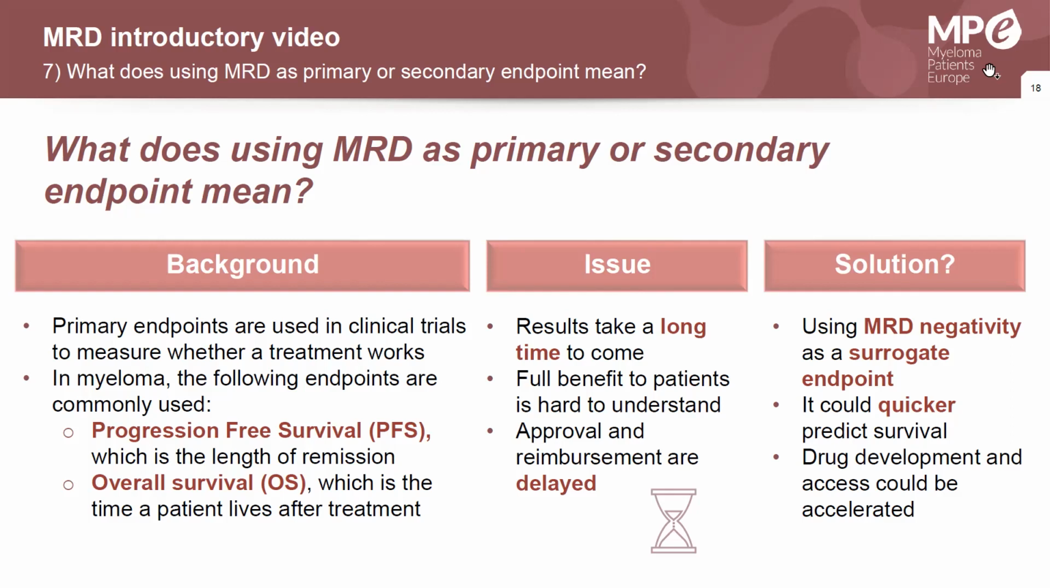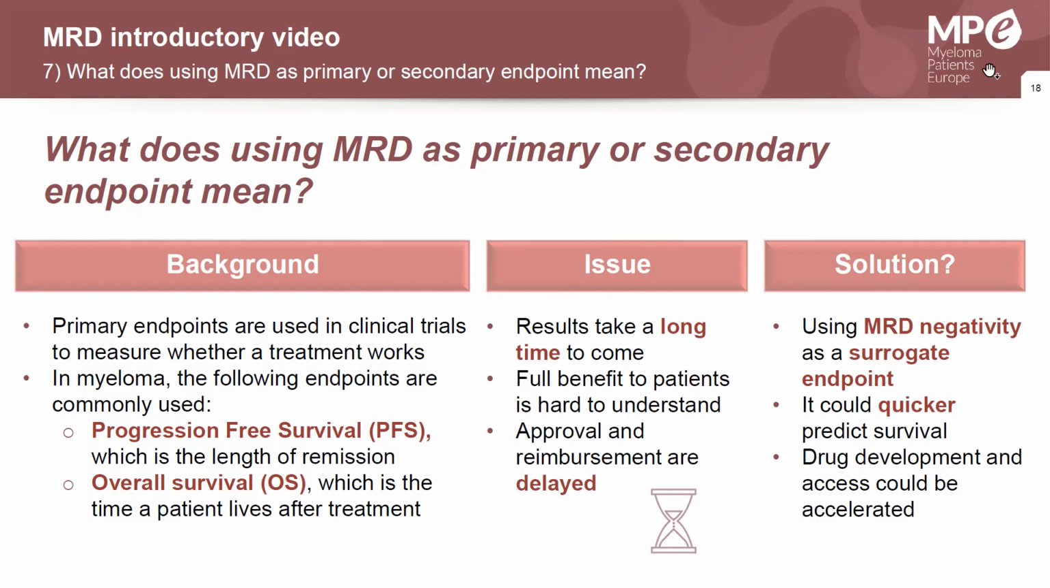Instead of a primary endpoint, in the context of MRD, a surrogate endpoint is something that can more rapidly predict survival. If you can more rapidly predict survival, you might be able to speed up the drug development and access for patients.